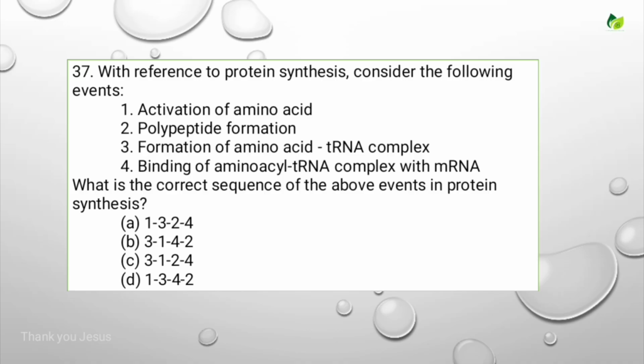With reference to protein synthesis, consider the following events. So options are 1. activation of amino acid, 2. polypeptide formation, 3. formation of amino acid tRNA complex, 4. binding of amino acid tRNA complex with mRNA. What is the correct sequence of the above events in the protein synthesis? Options are 1 3 2 4, 3 1 4 2, 3 1 2 4, 1 3 4 2. So 1 3 4 2 is the correct sequence. First is activation of amino acid, and then formation of amino acid tRNA complex, and then binding of amino acid tRNA complex with mRNA, and then polypeptide formation. This is the correct sequence. Let's see the next question.